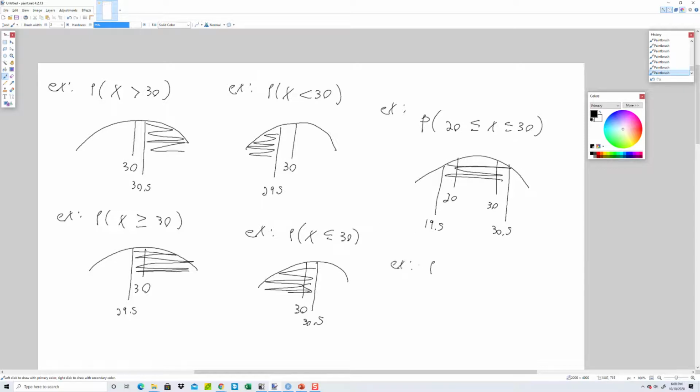Kind of a variation of that. Let's say it's between 20 and 30, not including 20 and 30. Since my wording does not include 20 and 30, my shading cannot include them. So here I'm going to add 0.5. And here I'll subtract 0.5. Again, the wording does not include it, so the shading cannot include it. And then one last one.